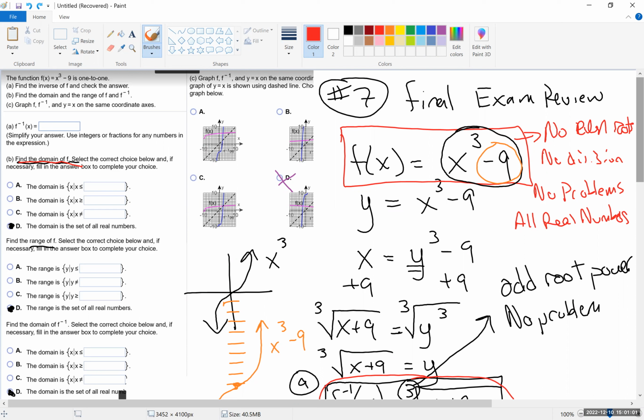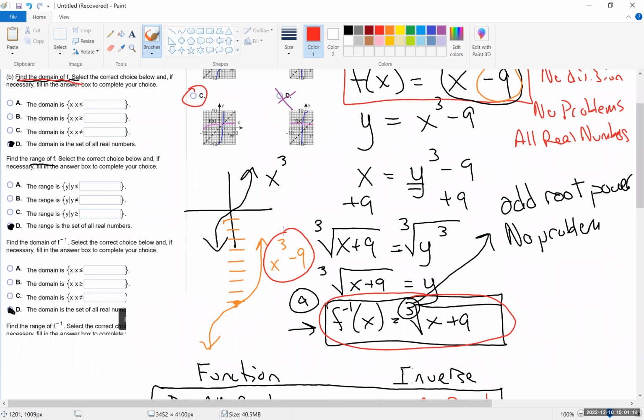The blue one has to be f of x. It's got to be C, right? Or is that hitting at -9? It's too hard to tell. Either way, that's what your original function looks like.